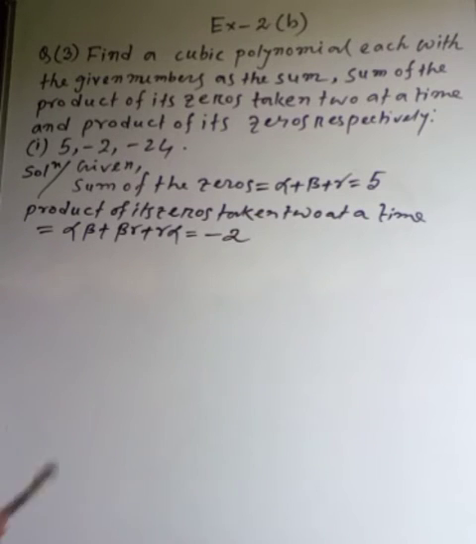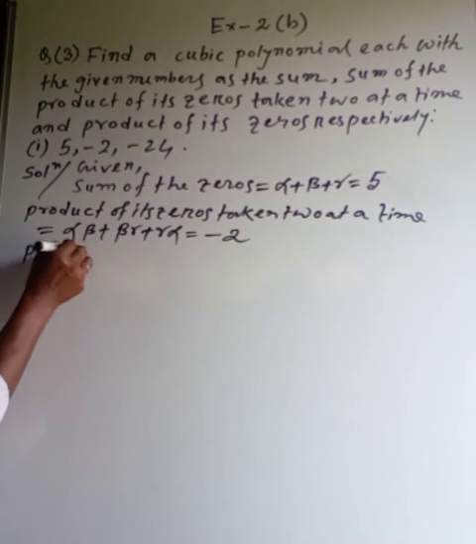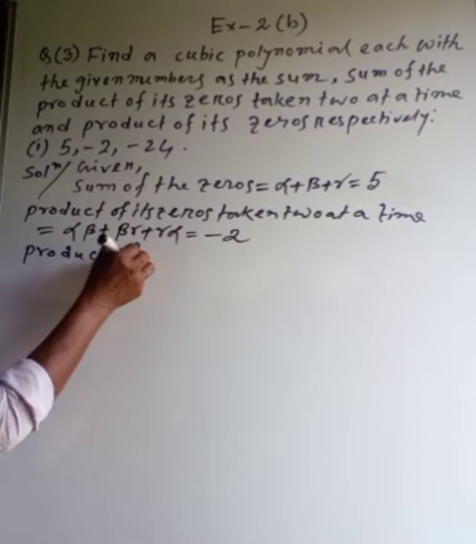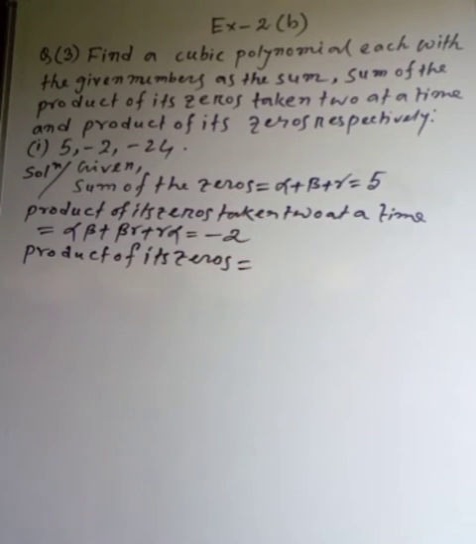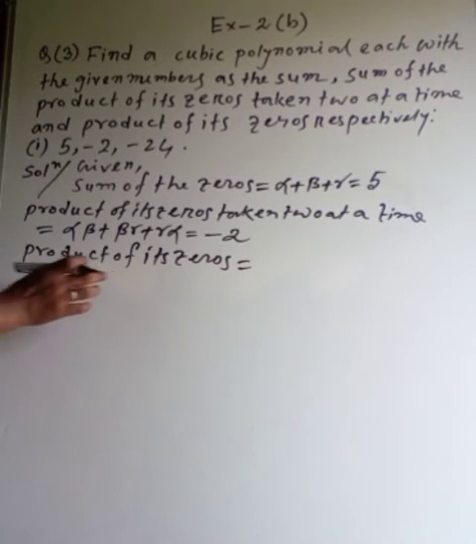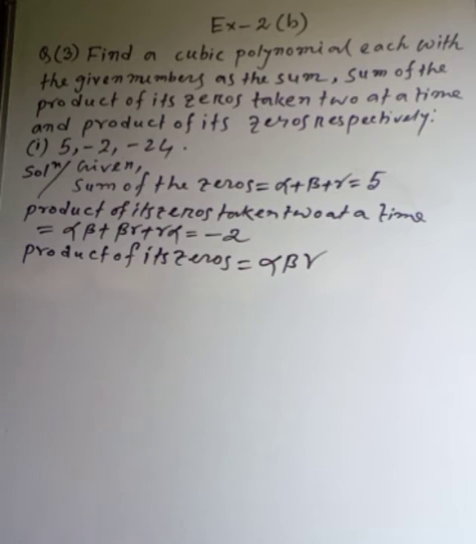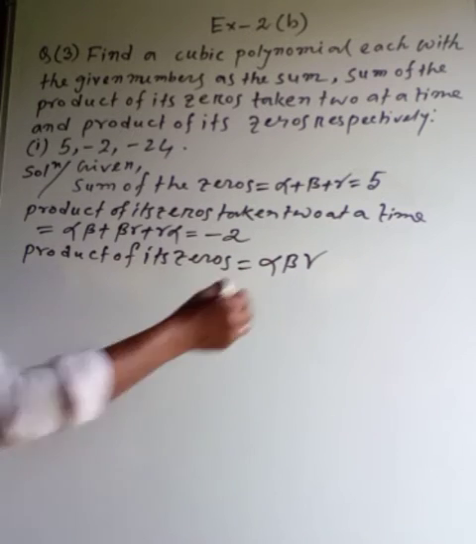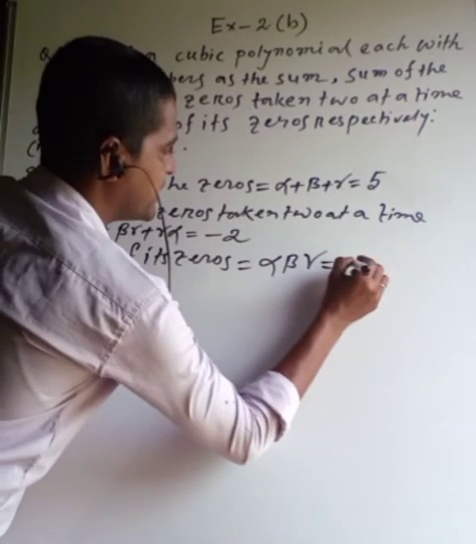Then what is the last part of the question? Last part of the question, product of its zeros. Product of its zeros is equal to, we have learned, alpha into beta into gamma, it means alpha beta gamma. This is equal to, according to this question, how much is given? Minus 24.